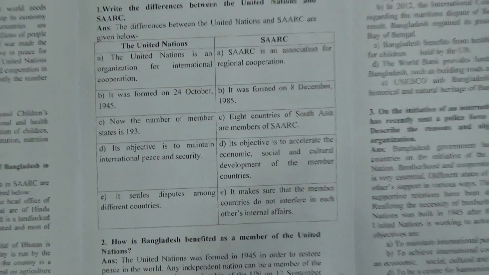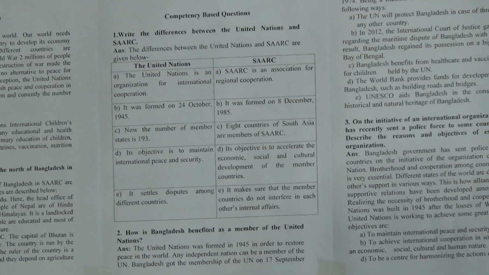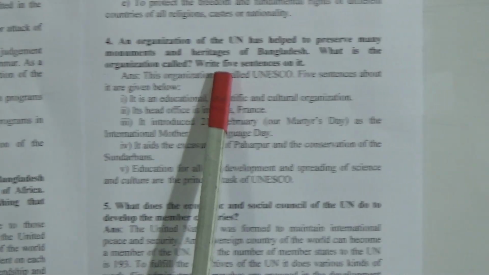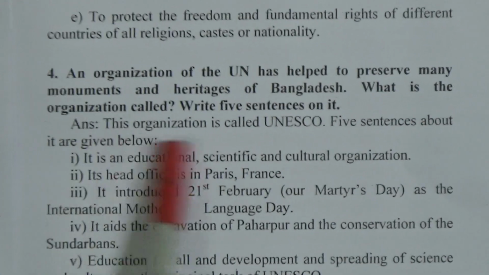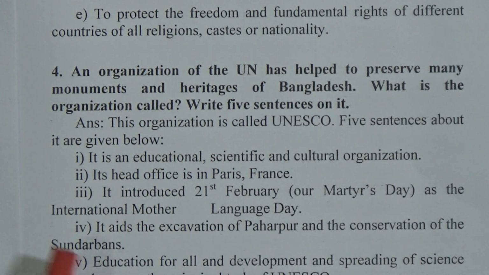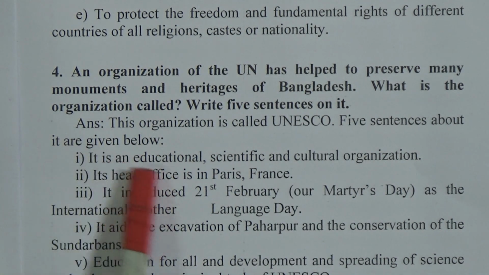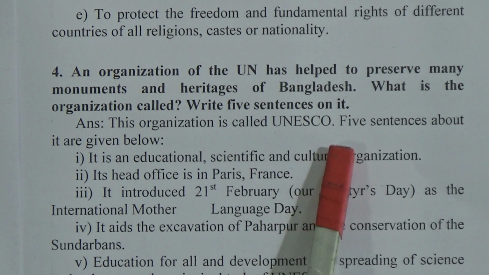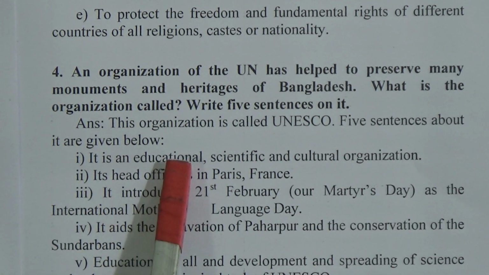Now our next question, question number 4. An organization of the UN has helped to preserve many monuments and heritages of Bangladesh. What is the organization called? Write 5 sentences on it. Now look, the answer is, this organization is called UNESCO. 5 sentences about it are given below.